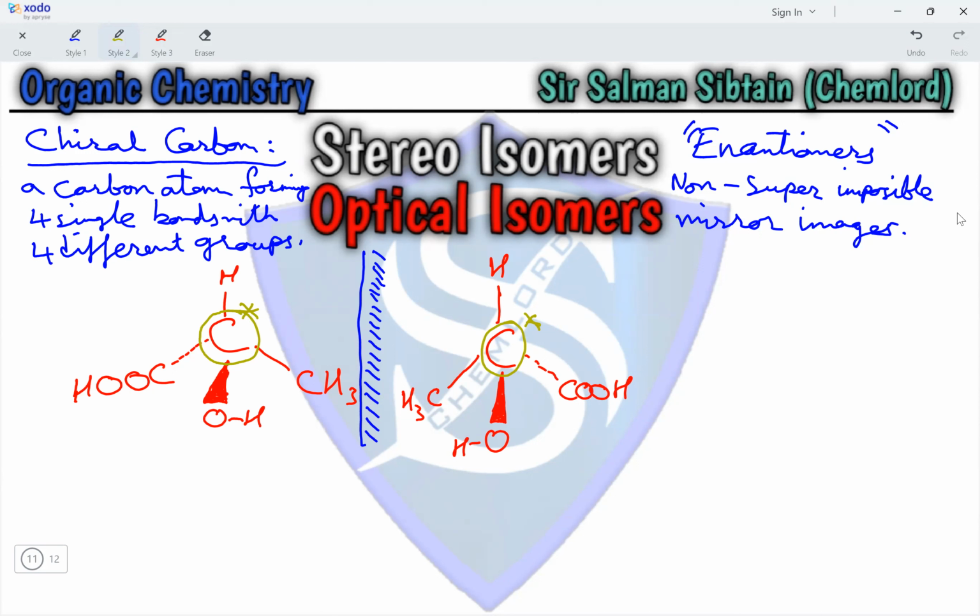For example, if we consider amino acid, now one of these isomers is called the L isomer and the other is called the D isomer. Now, which is which need not be known, but we need to know that the names of the two isomers are L isomer and D isomer.